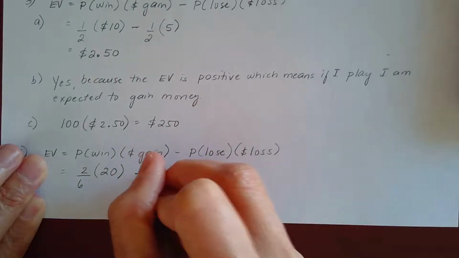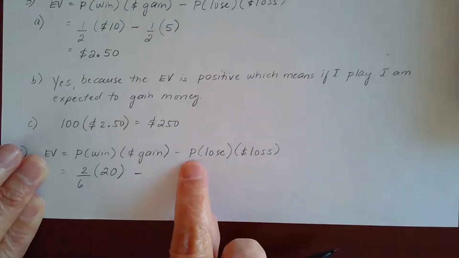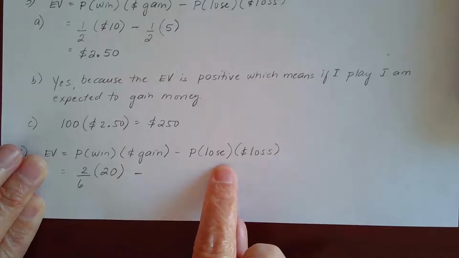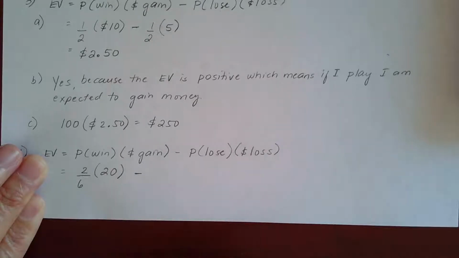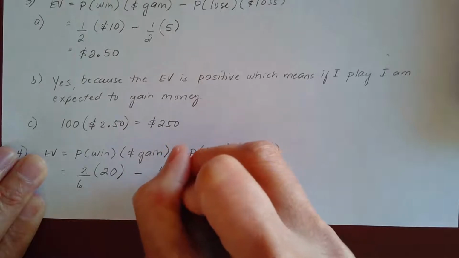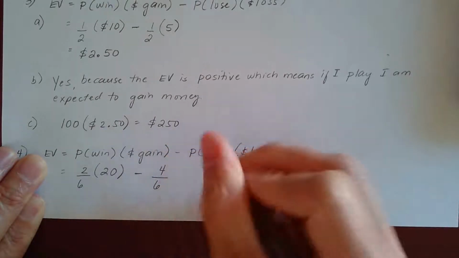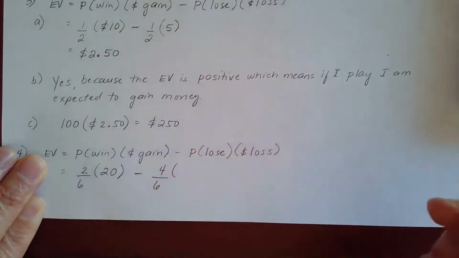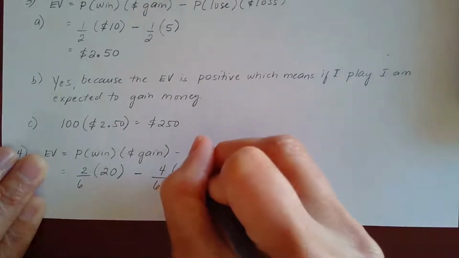And then I'm going to follow this one here. What's my probability of losing? Well, I will lose if I don't get yellow or green. I will lose if I get the other colors, which is 4 out of 6. And how much money am I going to lose? I lose $10.